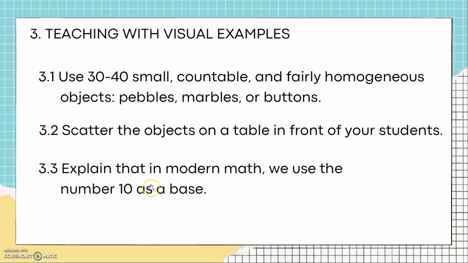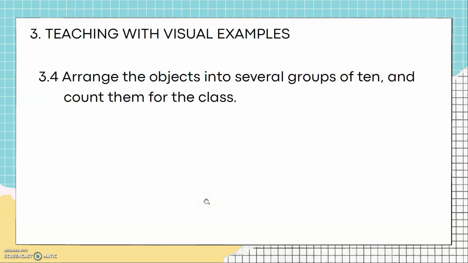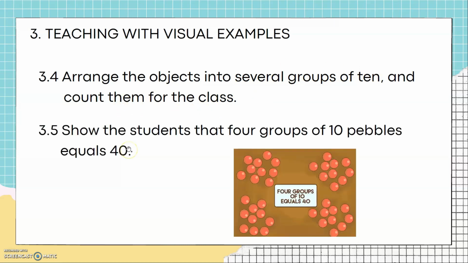Third, explain that in modern math, we use the number 10 as a base. Fourth, arrange the objects into several groups of 10 and count them for the class. Fifth, show the students that 4 groups of 10 pebbles is equal to 40. Just like this example, we have 40 pebbles in total, and we made 4 groups of 10 pebbles.